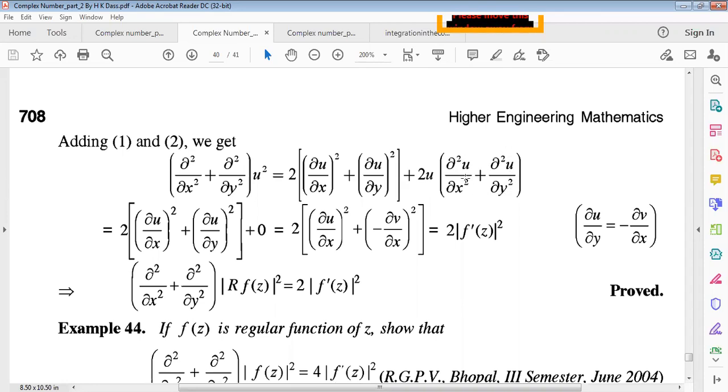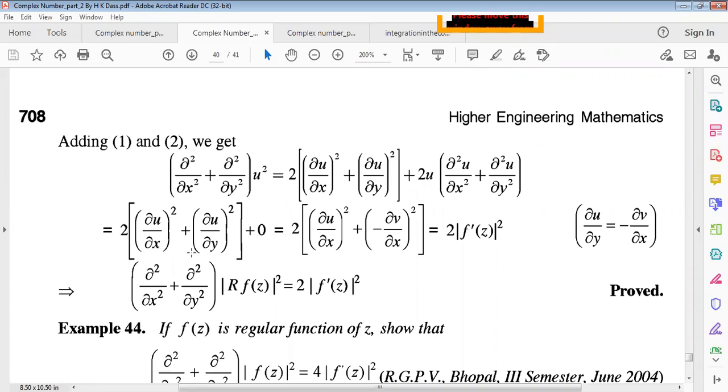Why? Can anybody say? ∂²u/∂x² plus ∂²u/∂y² equals 0. Why? Do you know? Anybody can say the answer? This is the Laplace equation. Laplace equation: ∂²u/∂x² plus ∂²u/∂y² equals 0. Laplace equation, two-dimensional. Yes, sir. This equals 0.